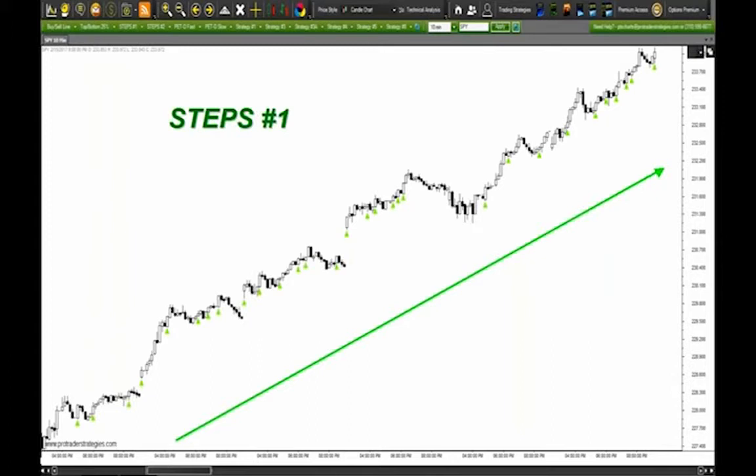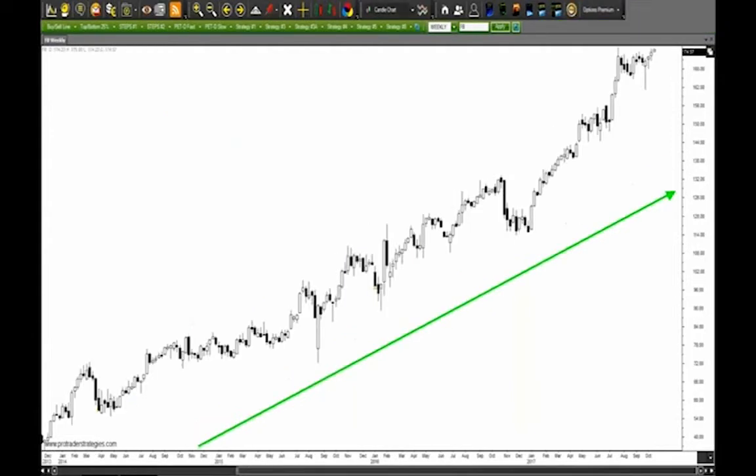All right, now let's say you're not the type of trader that wants to take that many setups or is looking for entry points along the way, and you want to really fine-tune your entries to get the most bang for your buck at lower prices. Well, if we look at this weekly chart of Facebook, all you would have to do is once again click on Steps number 2 and look at all the entry points here. Not as many as in Steps number 1, but you're getting in at lower prices.